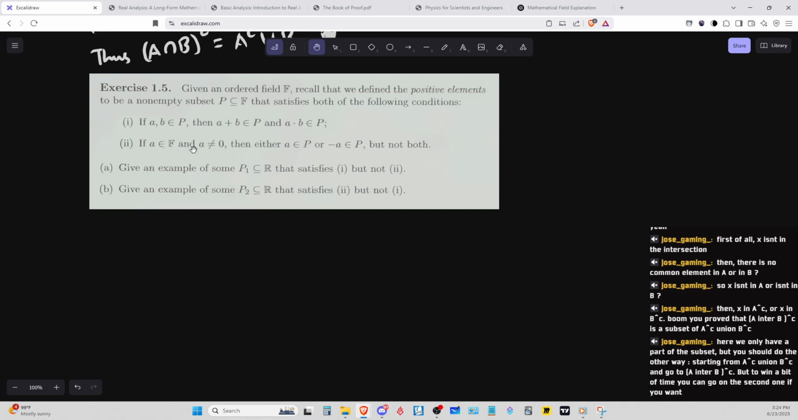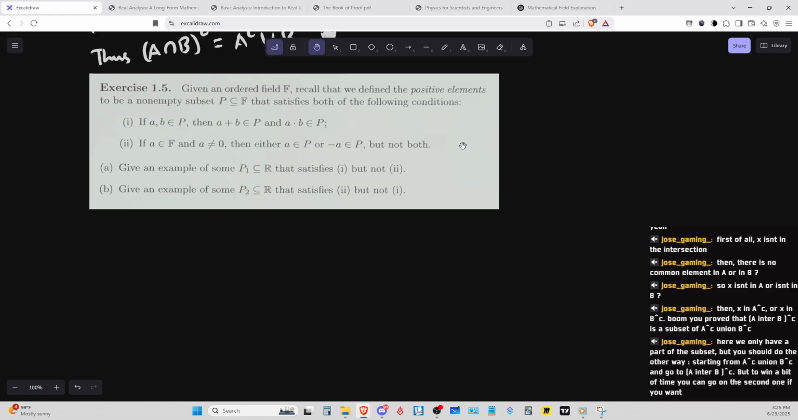A is an element of F, and if A is not equal to 0, then either A is in the positive set or A is in the... Oh yeah, this one was this one. When I saw this in the book, I had to reread it twice, and I was like, wait.